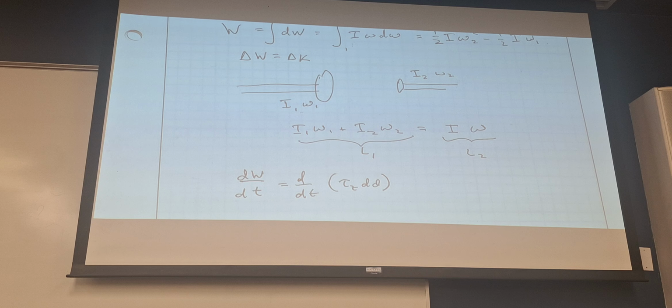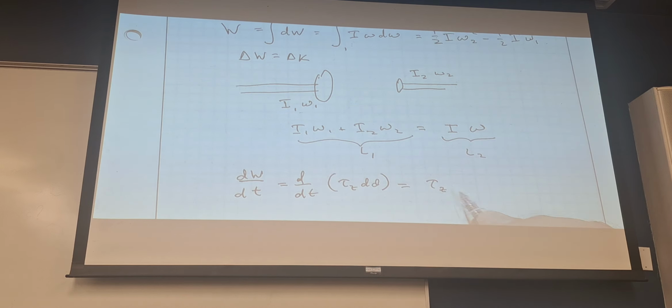Remember, when we do this, here we actually have to take the derivative. We can't just divide by dt. If we divide by dt, we're assuming tau z is constant, which it might not be. It could be a function of time. But for now, we're going to assume tau z is constant. And then this becomes tau z omega is equal to P. So that's the power. It's just your torque times your frequency.